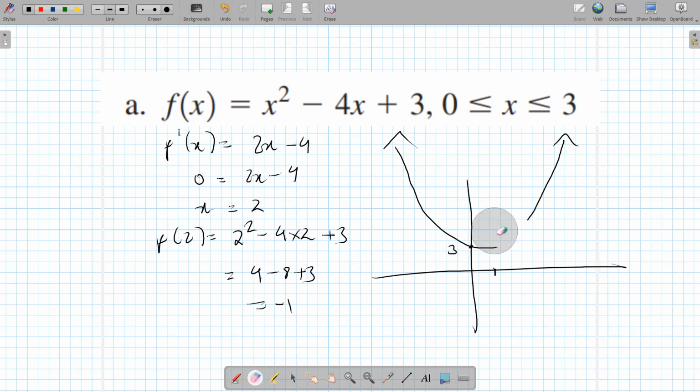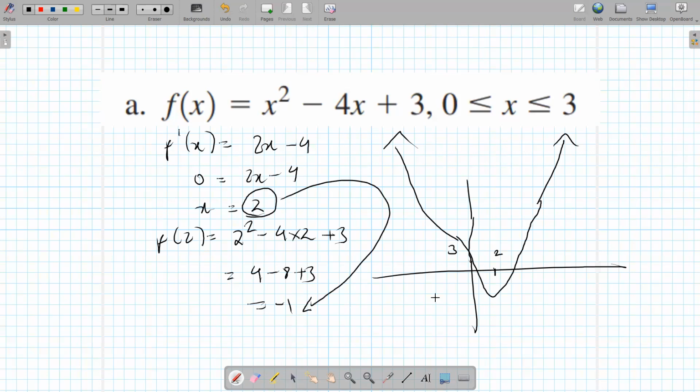So that graph is inaccurate. It's actually going to cross the x-axis. So it should look something like this instead, right? Because we found out when the x value is 2, the y value is negative 1. That's why it should be below the x-axis.